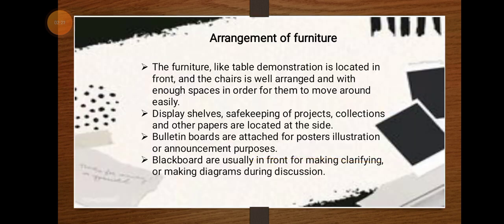Then next is the arrangement of furniture. The furniture like the table for demonstrations is located in front, and the chairs are well arranged with enough space in order for them to move around easily. So the traditional way of arranging the tables or chairs is one where both the students and the teacher are comfortable to move around.